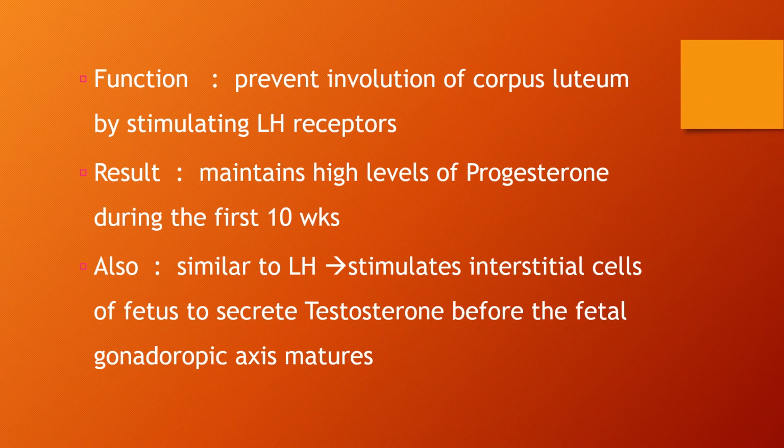So the action or function of your HCG would be to prevent involution of your corpus luteum by stimulating the LH receptors, resulting in maintained high levels of your progesterone during the first 10 weeks of pregnancy. Since it is similar to your LH, it stimulates your interstitial cells of the fetus to secrete testosterone before the fetal gonadotropic axis matures.